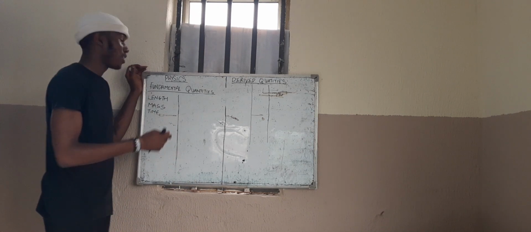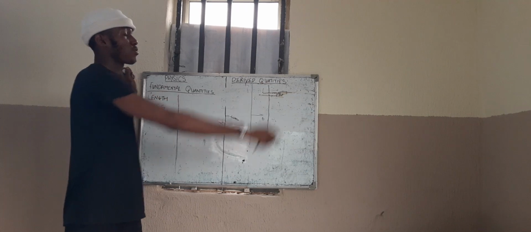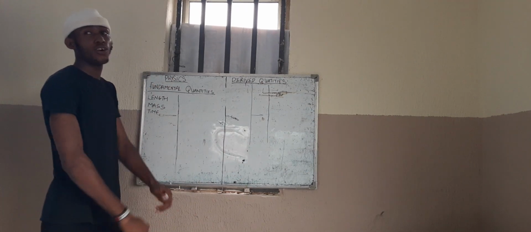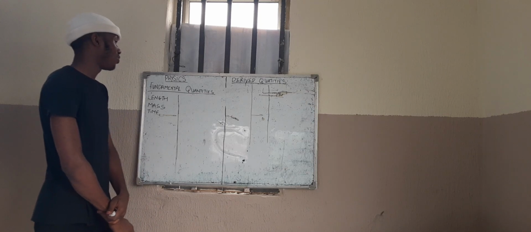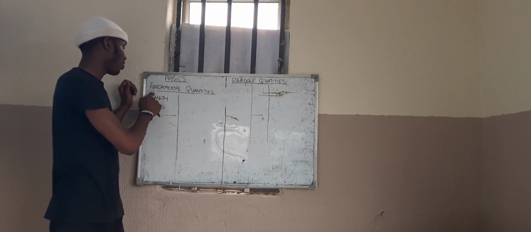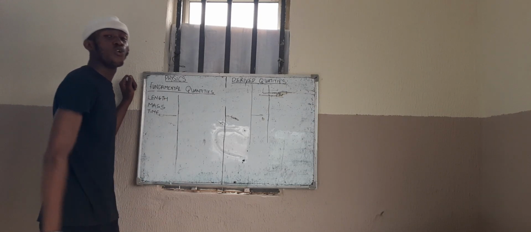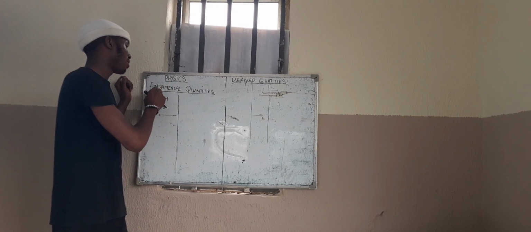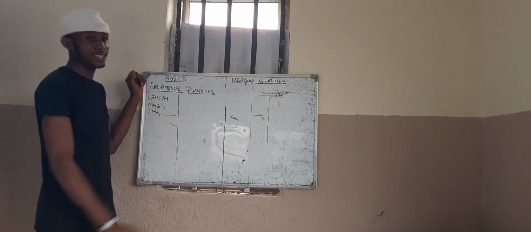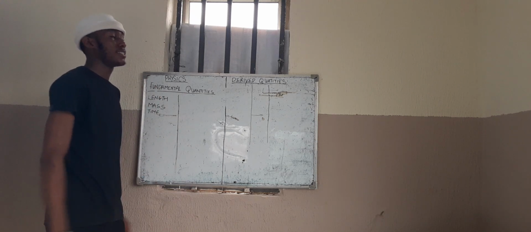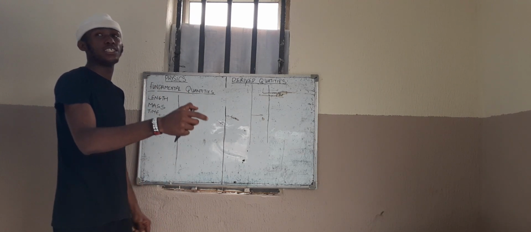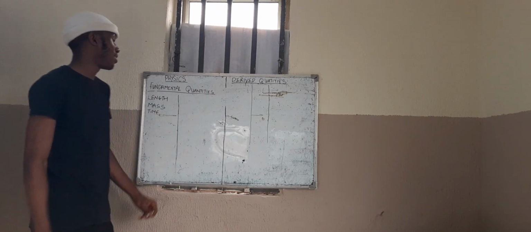Today we are going to be looking at fundamental and derived quantities. In physics, there are always quantities to be measured. Fundamental quantities are those quantities that are independent of any other quantity. They depend on themselves. That is, the other quantities are derived from them.